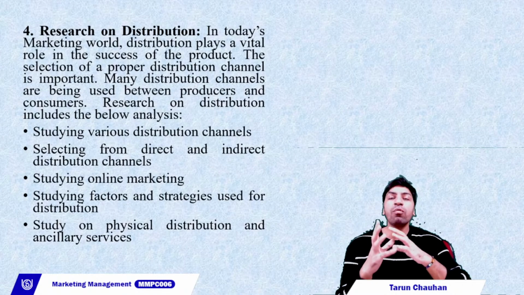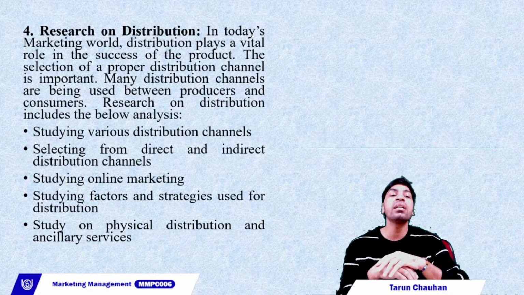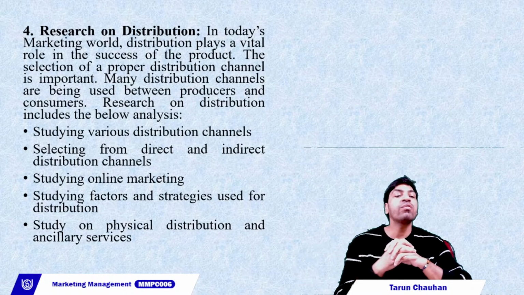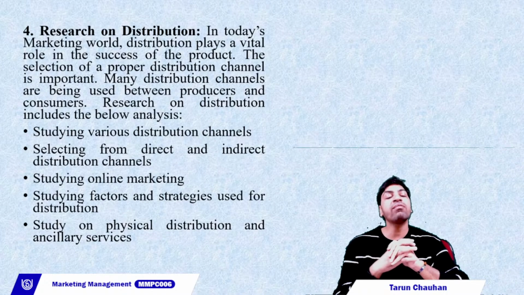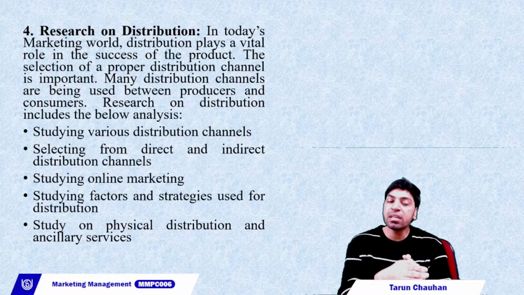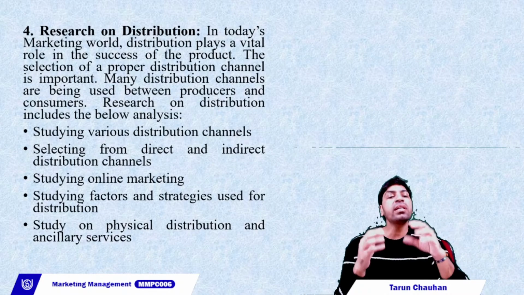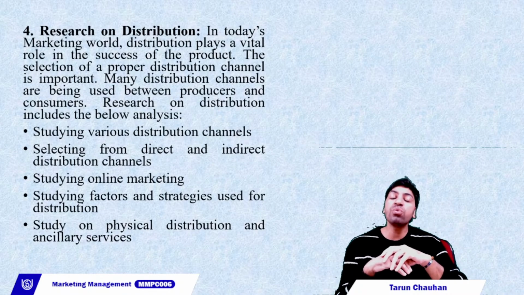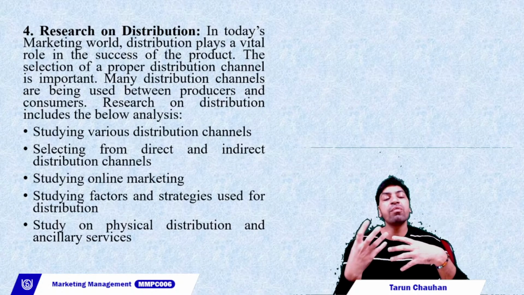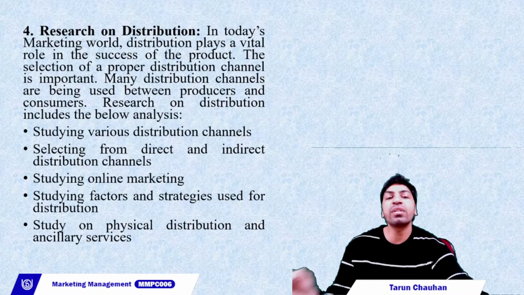What would the selection process be between the direct and indirect distribution channels of a product with respect to a particular company? What would be the online marketing factors involved in a new or existing product of a particular company? You can select any company. Studying the factors and strategies used for distribution channels. How a particular individual can study the physical distribution process and the ancillary services as well.